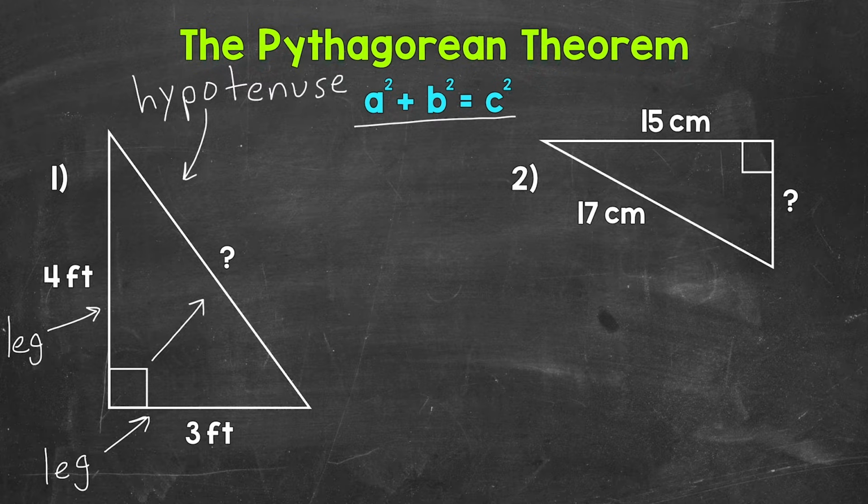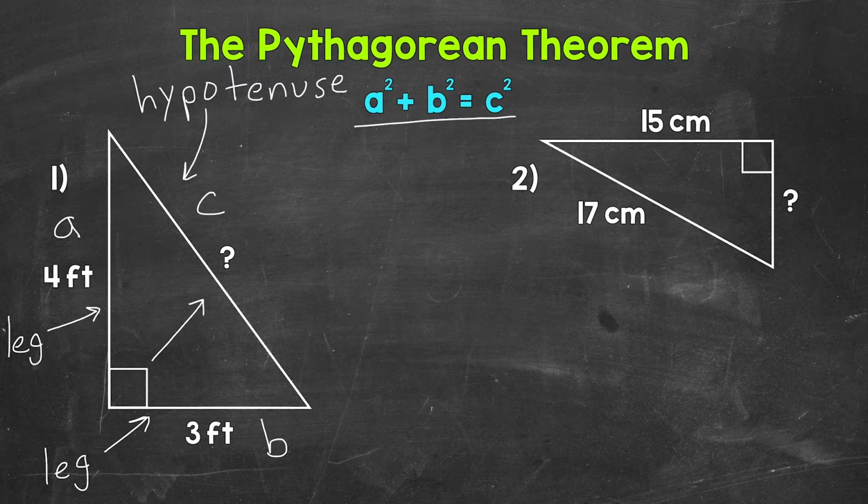Now, a, b, and c all represent a side of the triangle. Let's start with c. Now, c is always going to be the hypotenuse. So let's put a c here. And then a and b are going to be the legs. It does not matter which leg is A and which is B. It will work out the same either way. So let's call this A and this B.